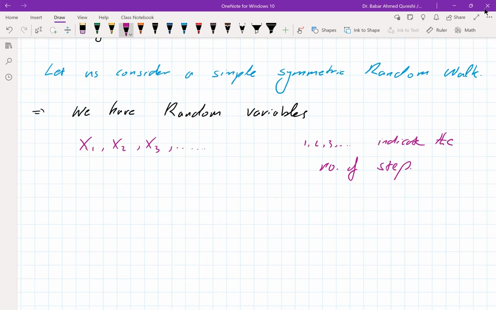Right, so this variable takes values +1 or -1. So you are taking a step to the right or to the left. And it's symmetric, so your probability over here is half. Similarly, probability here is half.